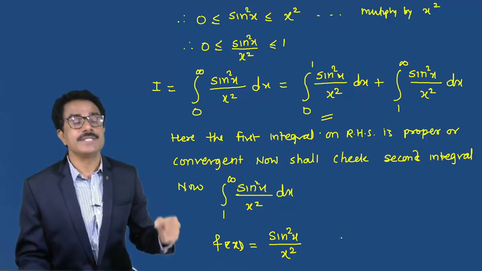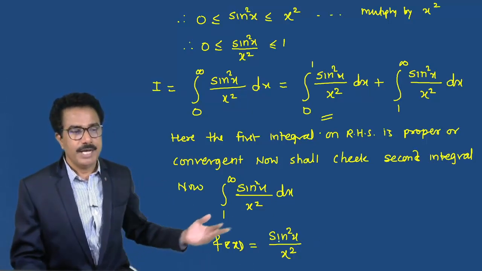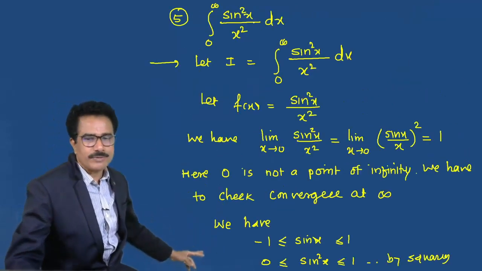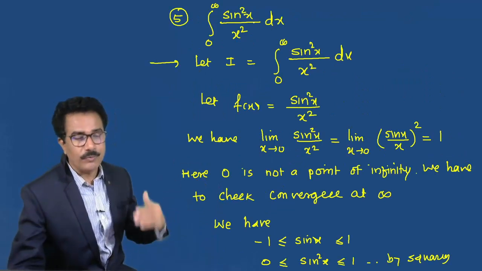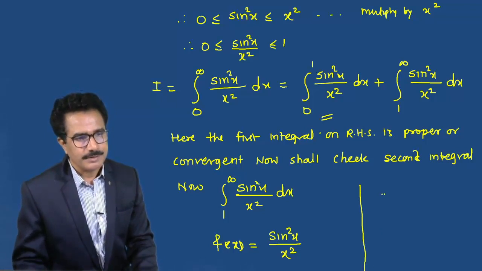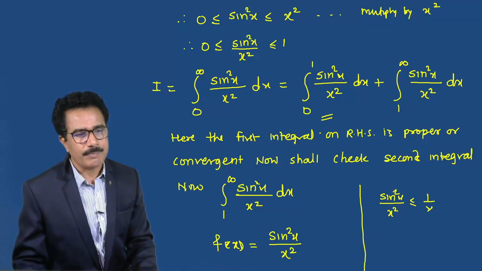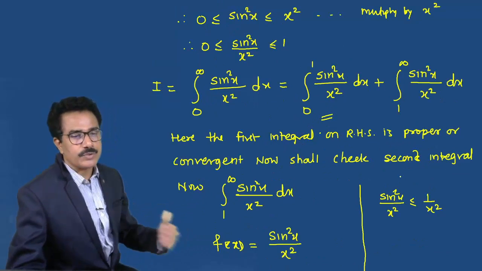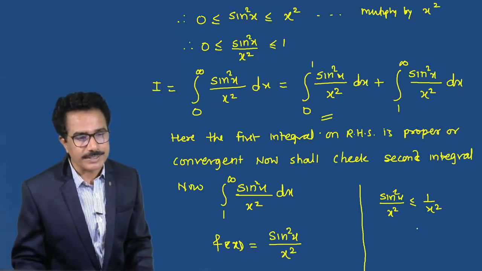Now if we consider g of x, the value of sin square is less than 1. See this, sin square x is less than or equals to 1. So we have to check g of x such that sin square x upon x square is less than or equals to 1 upon x square, because sin square x is less than 1. So we can write 1 upon x square. So we consider this as g of x. Therefore, g of x is equals to 1 upon x square.